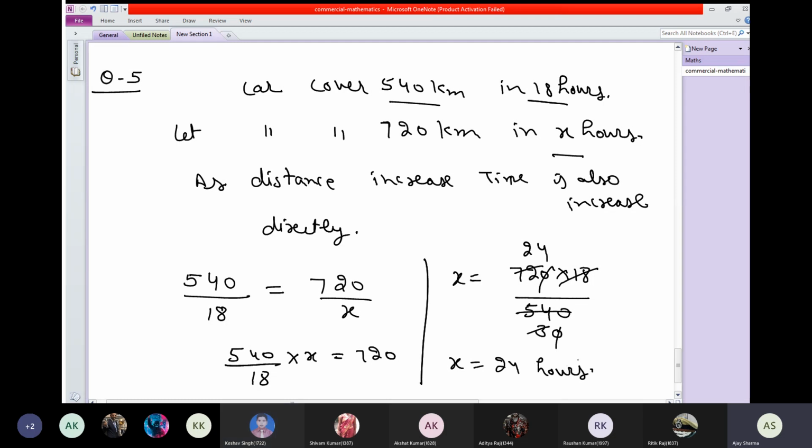Only one line: you have to make their ratio the same. You have to make their ratio the same. Clear?